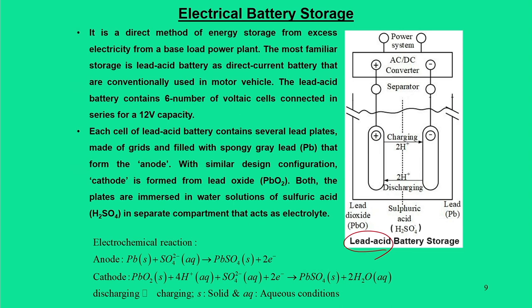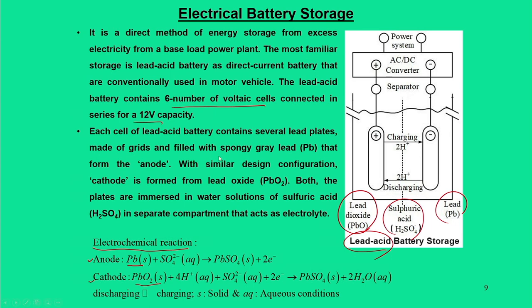Typically it contains 6 voltaic cells connected in series for a 12 volt capacity. The typical circuit diagram of a lead acid battery is shown here. Here we have one unit, and the working principle is an electrochemical reaction. Here we have an anode and a cathode. In the anode we have solid lead, and in the cathode we have solid lead oxide, and they are kept in an aqueous solution of sulfuric acid, H2SO4. This side we have lead, and this side we have lead oxide.